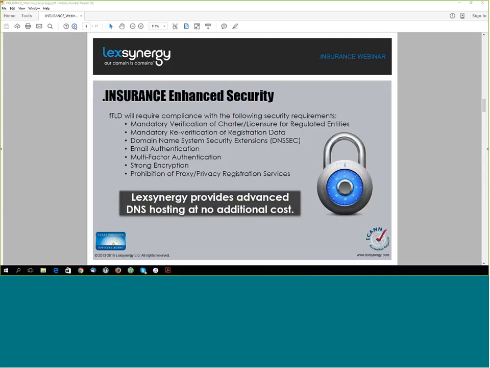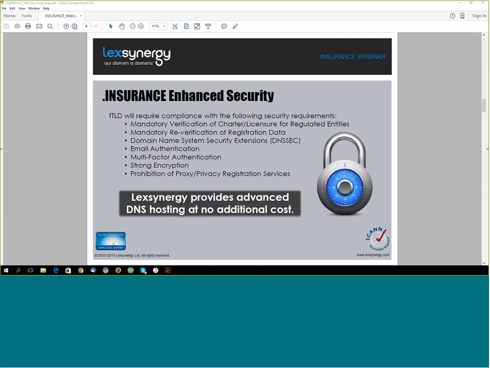At the early stages of the formation of FTLD and the development of our application for .insurance and .bank, we heard very frequently from law enforcement that tracking down the bad guys in a space where proxy and privacy registrations are permitted makes it very, very difficult for them. So we took the position, consistent with what law enforcement has requested to make their jobs easier, that we just don't provide those hidden services for .insurance domain names.